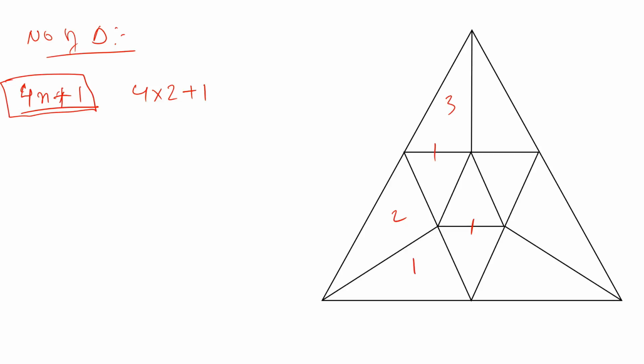this triangle 1, 2, 3, 4, 5, 6, plus 6. 4 into 2 equals 8, 8 plus 1 is 9, 9 plus 6 equals 15. So the total number of triangles in this figure is 15 triangles.